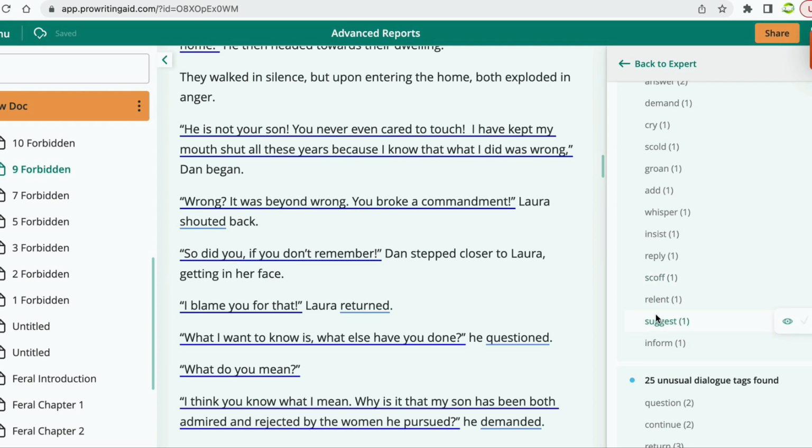He is not your son. You've never even cared to touch. I have kept my mouth shut all these years because I know that what I did was wrong.